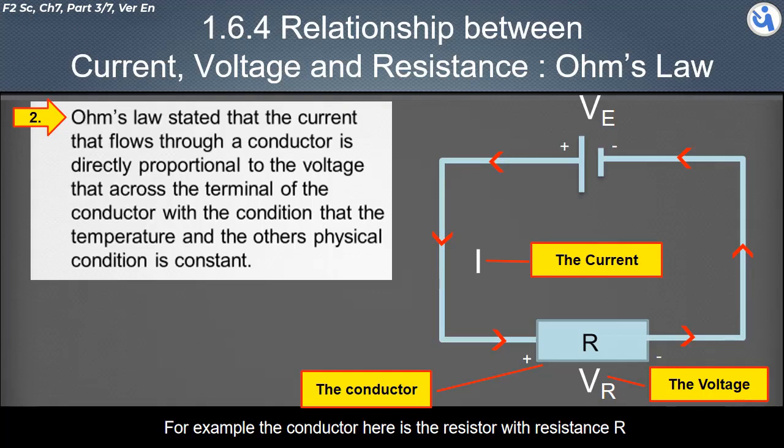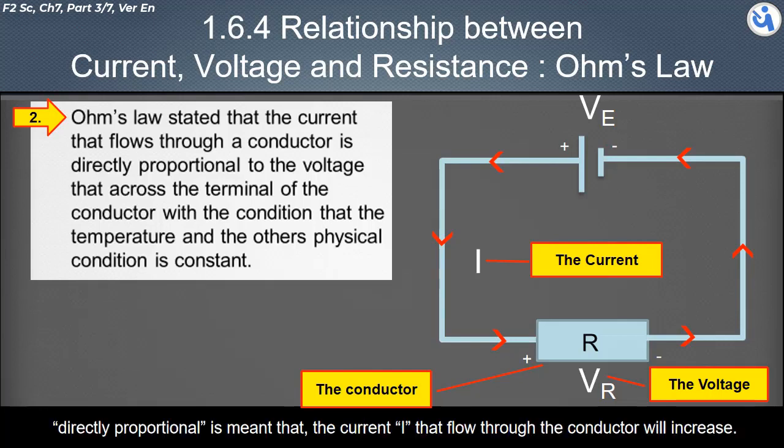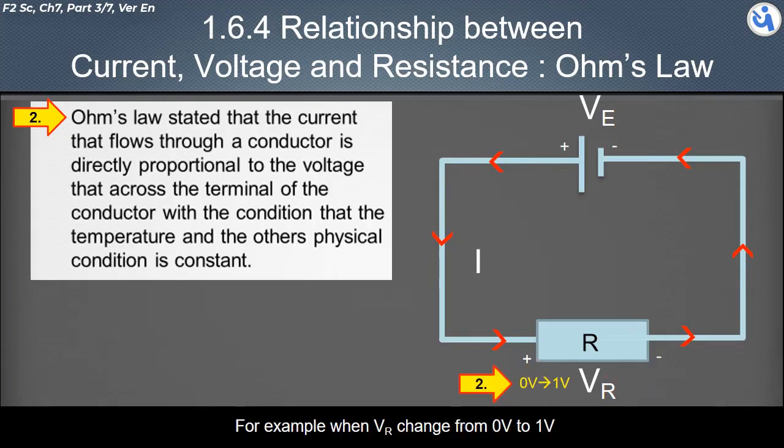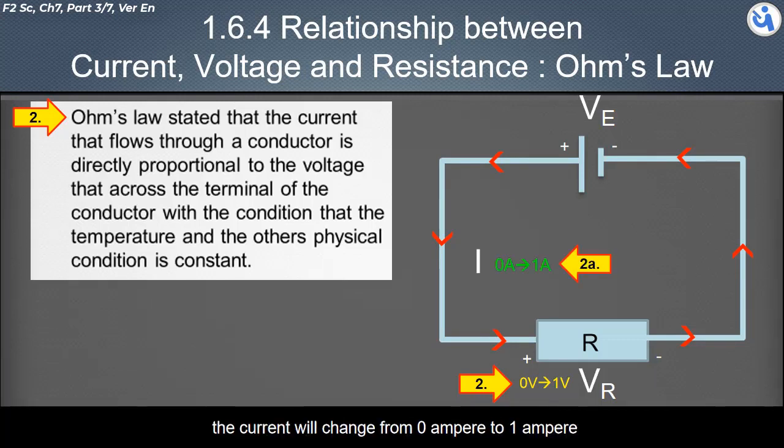For example, the conductor here is the resistor with resistance R. The keywords about Ohm's law are current, voltage, and directly proportional. Directly proportional means that the current I that flows through the conductor will increase when the voltage VR across the conductor R increases. For example, when VR changes from 0 V to 1 V, the current will change from 0 ampere to 1 ampere.